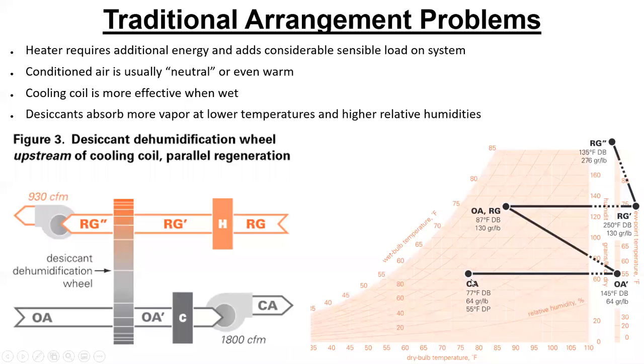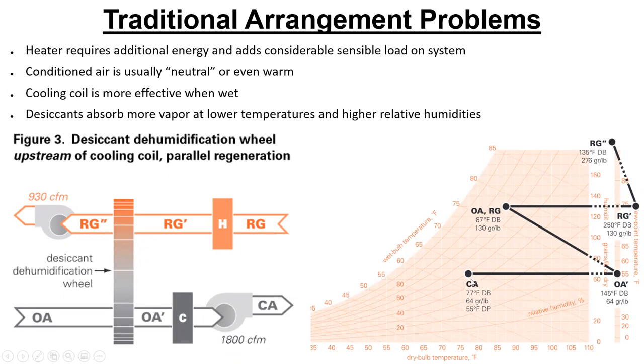Well, let's look at traditional arrangement problems. What are issues that come up with the operation of this? First thing, the heater requires additional energy and adds considerable sensible load on the system. Absolutely. I have to pay money to get from 87 dry bulb to 250. And then that wheel is hot, so my outside air, when it goes across it and gets dried, is 145 degrees. Then I have to turn around and cool that back down. That's not great either.